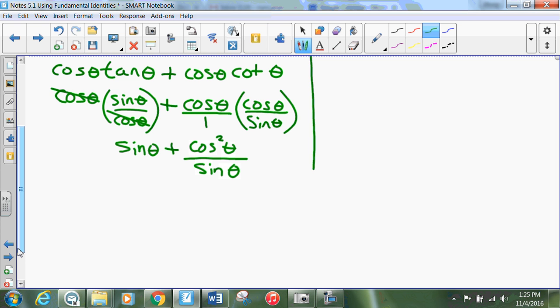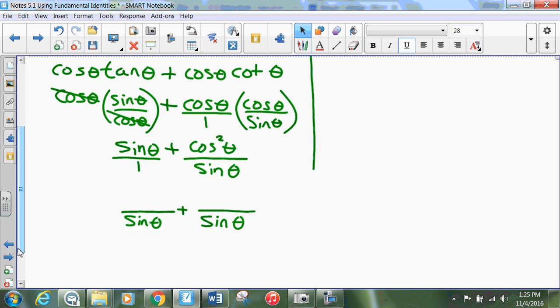squared theta over sine theta. So the first thing I'm going to do is make it look like a fraction. The second thing I'm going to do is decide on the fact that I need both of my fractions to have the same denominator, because I cannot add fractions unless they have the same denominator. So since my second fraction has a denominator of sine theta, then I'm going to make this first one have the denominator of sine theta as well.